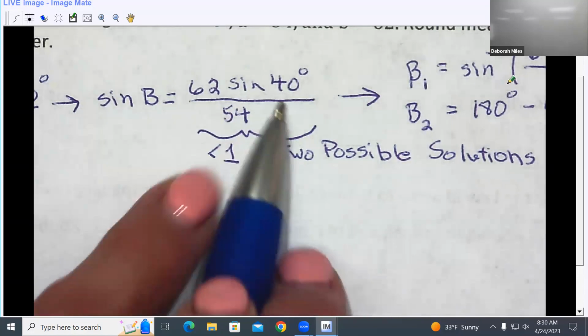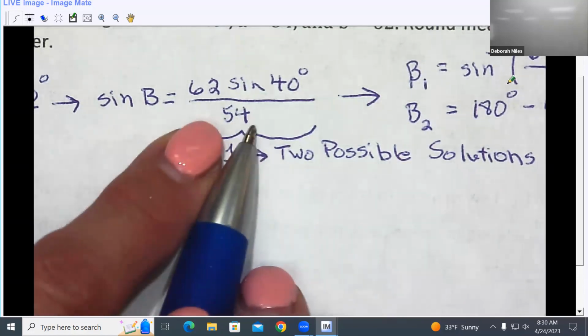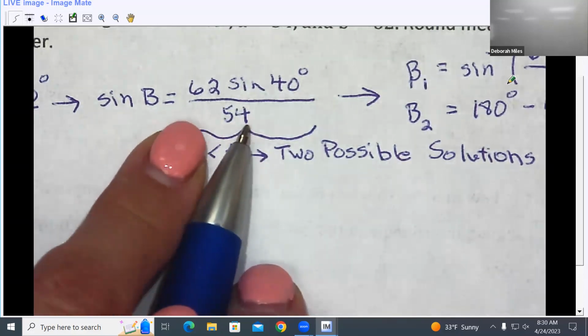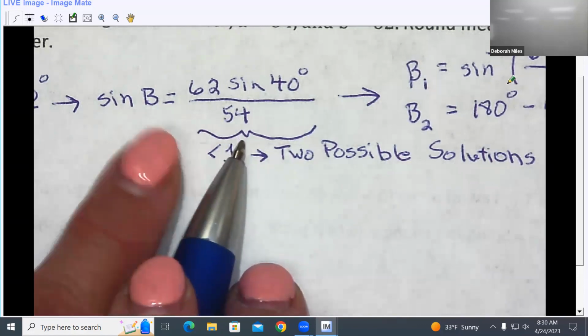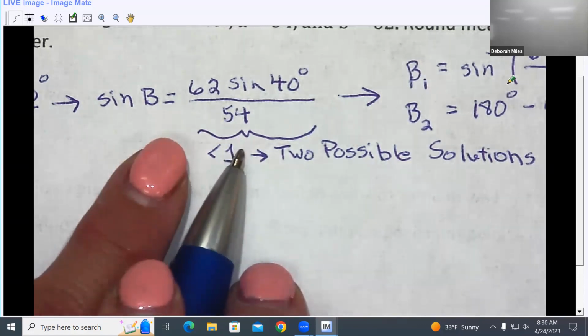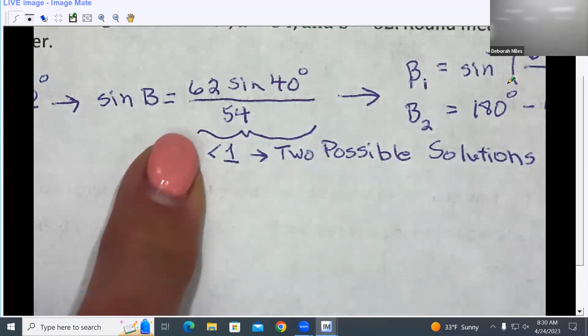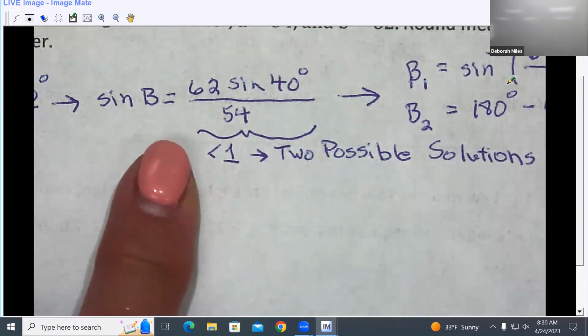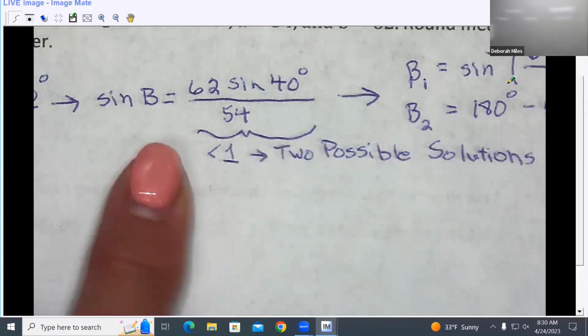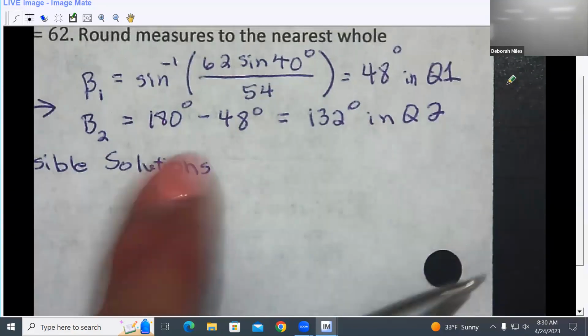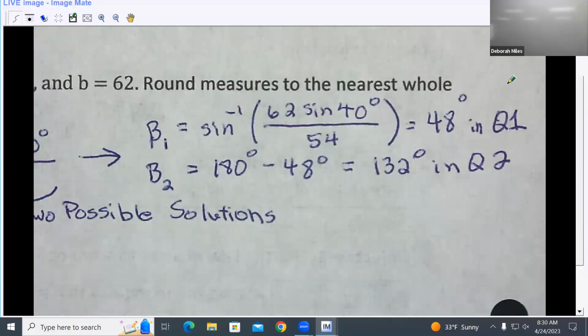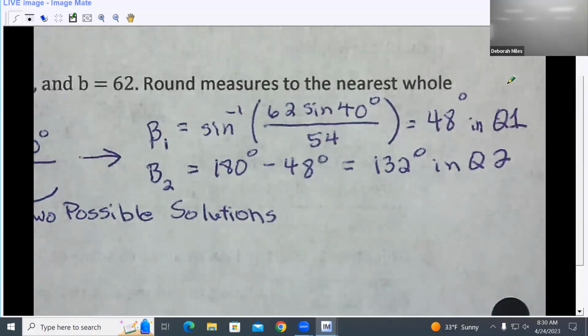This right-hand side is a positive number less than 1. So where is sine positive? And the calculator gives me the first quadrant, but then I have to use that to find the second quadrant. So here are 2 possible angle betas.